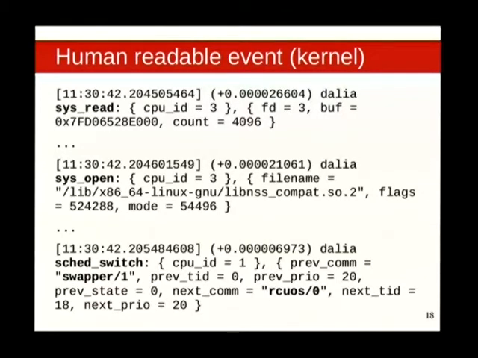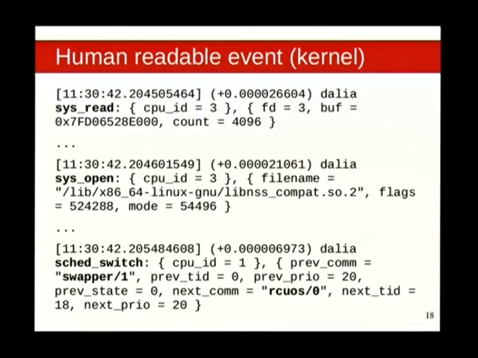So this is another example, of the kernel. For instance, this is a call to read, this is a call to open, and a schedule switch. Schedule switch is when two processes get switched by the scheduler in the kernel. For read, you have the payload of read: the FD, the buffer pointer, and the count. For open, you have the file name, the flags, and so on and so forth. Perf gives around the same output in terms of kernel tracing. It's pretty similar to strace also.